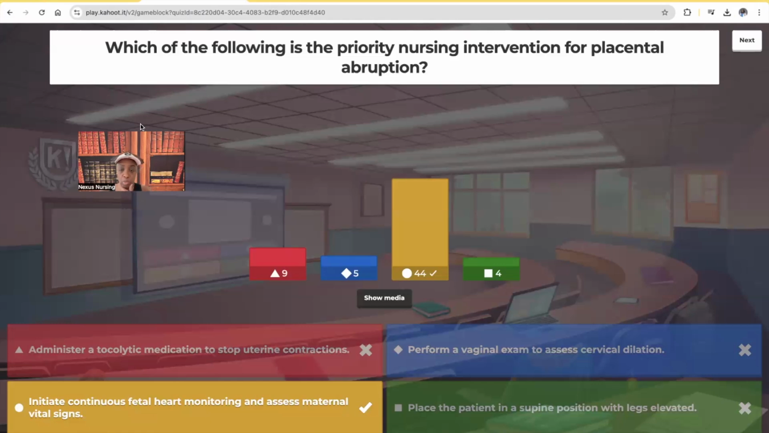Last, place the patient in supine position. No. So let's talk about this, guys. Placing them in a supine position is going to decrease oxygenation and perfusion to mom, because just think about it. With them lying down, the weight of that uterus is against the vena cava, right? So what we are going to do is assess our patient. We're going to assess the patient. We're going to assess the fetus.